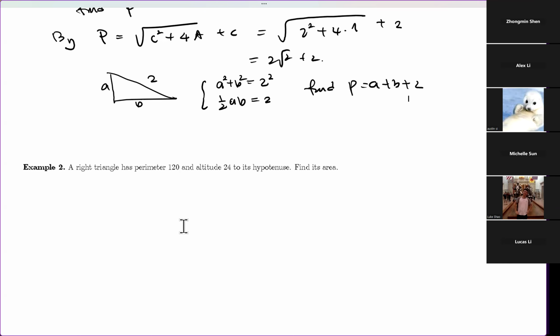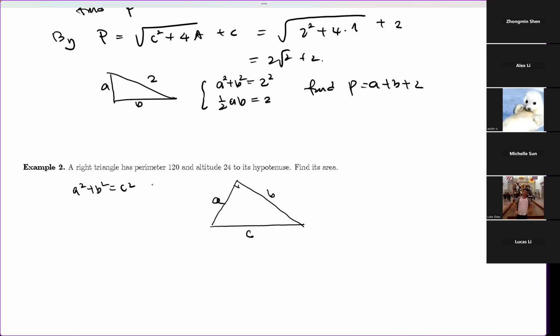Right, so step one, you draw the right triangle. Probably you can draw it this way. This is the right triangle. And this side is A, this side is B, this side is C. Because it's a right triangle, there's a hidden equation there: A squared plus B squared equals C squared. So you write that down.